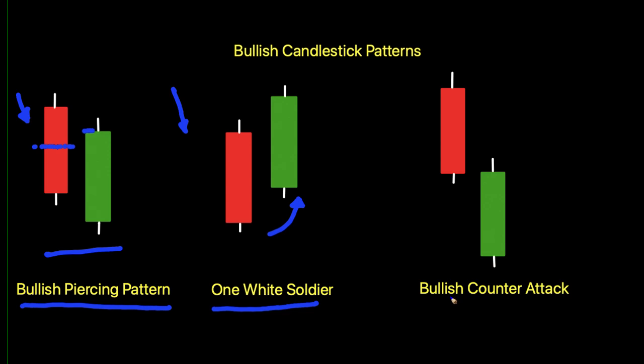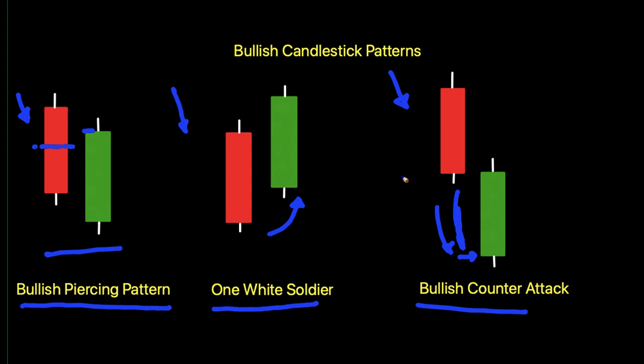The next bullish candlestick pattern is a bullish counter attack. The market is in the downtrend. You see this red bodied candle, and then the market gaps down, right? That means this was the close. Then the market gaps down here, right? That means the next candle starts here. This is the gap, right? This was the close, and this is the open of the next candle.